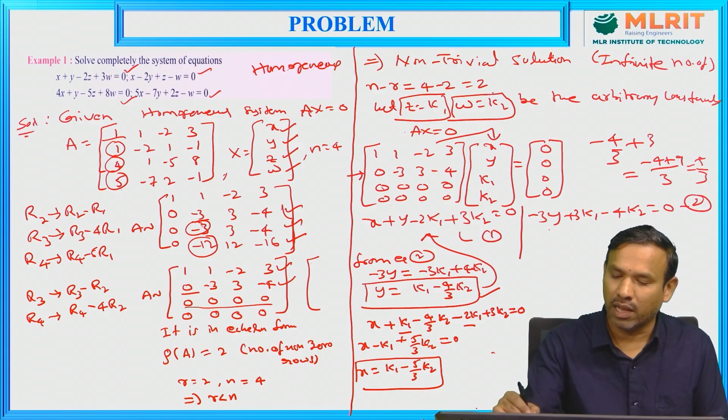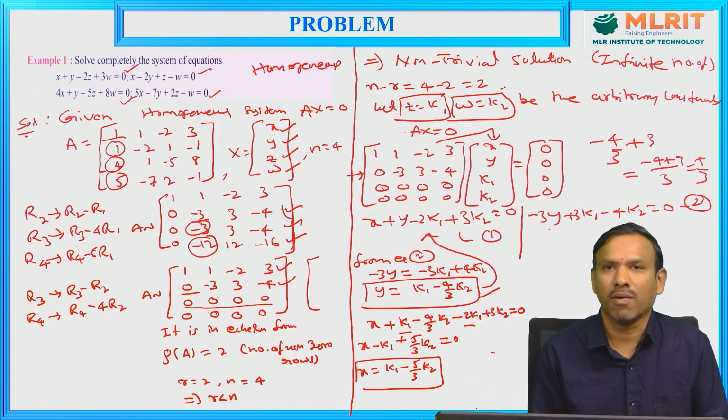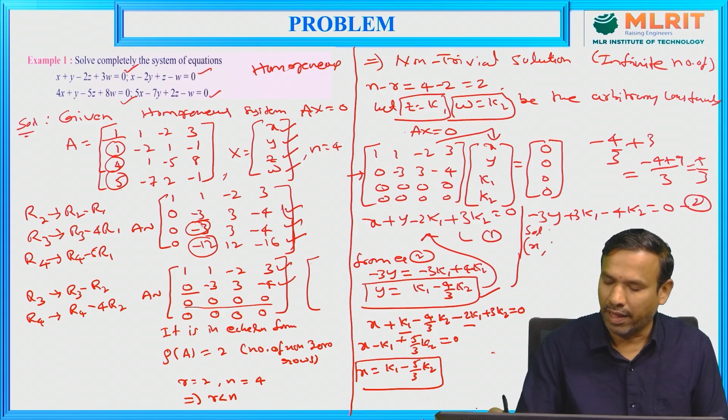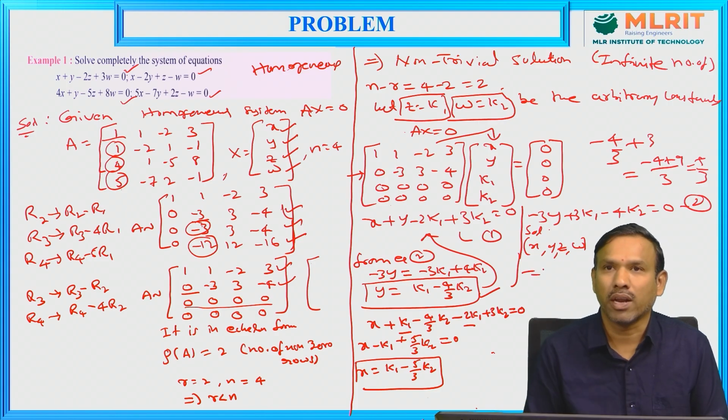So here already we have the y value, here the z value, and w. All of that together we call our solution, that is x, y, z, w. What is the solution? All the values x, y, z, w that we have. That could be our solution of this homogeneous system of equations, which is non-trivial.